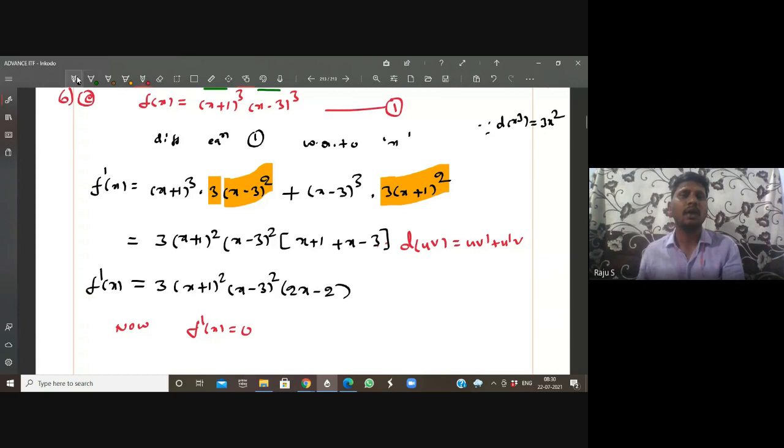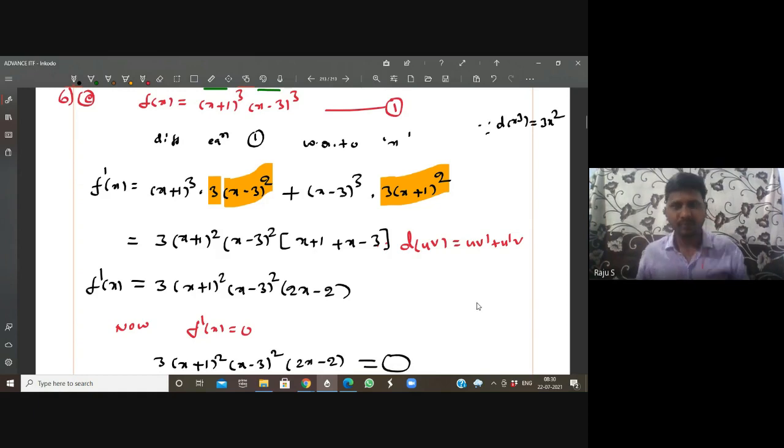Okay, now I'm equating f dash of x to 0, then 3 into (x plus 1) whole square, (x minus 3) whole square, (2x minus 2). That we have to equate to 0. From this, you have to find the x values.